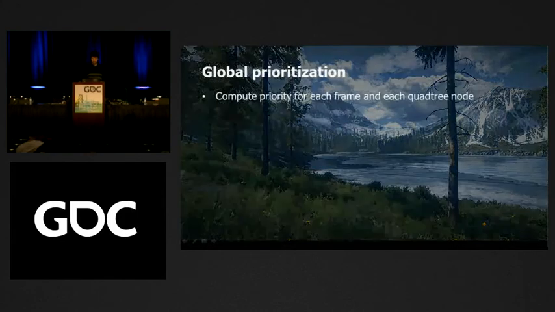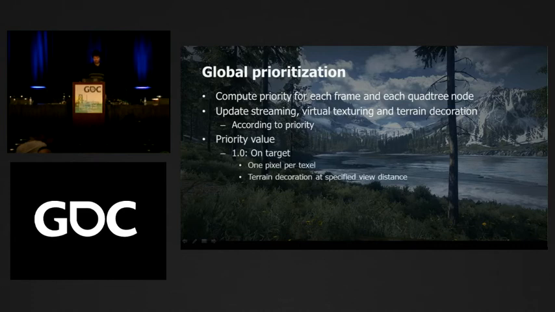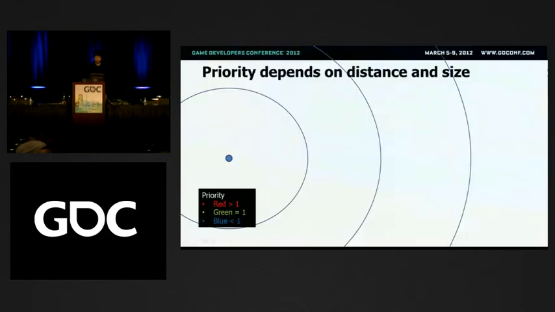So, this global prioritization. It is an algorithm that goes through all the nodes every frame and computes the priority value for them. We then update streaming, virtual texturing, and the terrain decoration systems according to those priority values every frame. Priority value is just a float. If it's 1.0, we are on target. That's what we want to be. If priority is lower than 1, then it's a low priority node. We don't really need data for that node. But if priority is higher, we need the data.